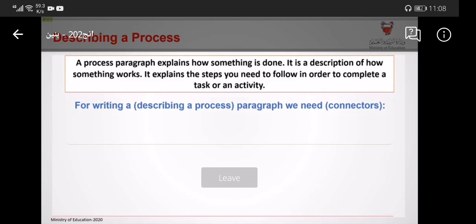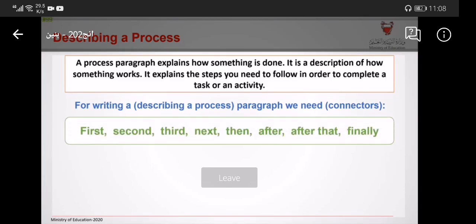The first thing we need for writing a describing a process paragraph is connectors. Examples of connectors are first, second, third, next, then, after, after that, and finally. We use finally to conclude the final steps in the describing a process paragraph, whereas we use first to start the describing a process paragraph.